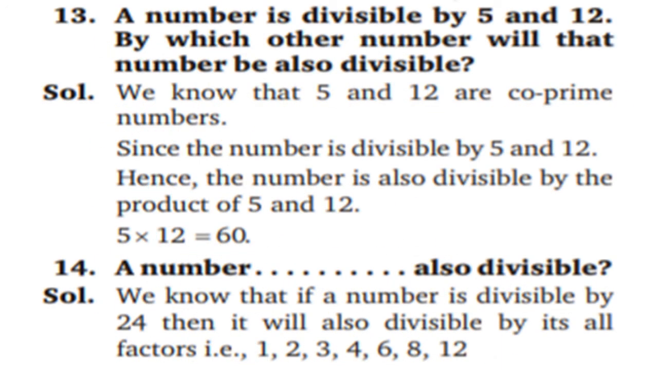Now question 13, a number is divisible by 5 and 12. By which other number will that number also be divisible? We know that 5 and 12 are co-prime numbers. Since the number is divisible by 5 and 12, hence the number is also divisible by the product of 5 and 12. So 5 multiplied by 12 equal to 60. Now question number 14, see in your book, a number is divisible by 24. By which other numbers will the number also be divisible? We know that if a number is divisible by 24, then it is also divisible by all its factors like 1, 2, 3, 4, 6, 8 and 12.